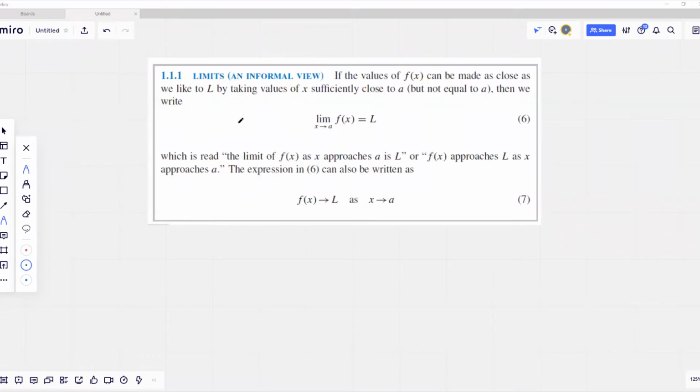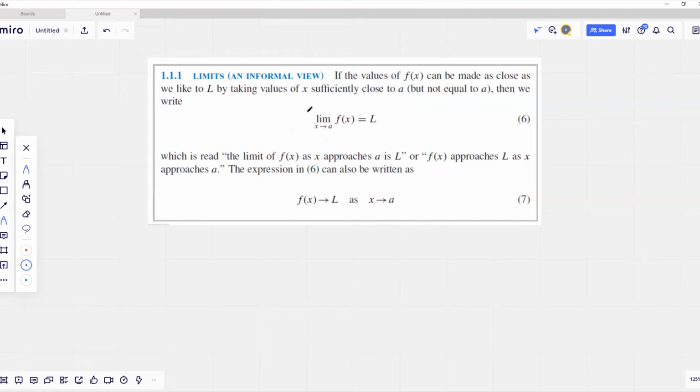Now we are going to give an informal definition of limits. If the values of f of x can be made as close as we like to L by taking values of x sufficiently close to a but not equal to a, then we write the limit as x approaches a of f of x is equal to L. This can also be expressed using the following notation. This definition can be made more rigorous by elaborating on what we mean by "can be made as close as we like", and by replacing "sufficiently close to a" by showing how close to a. The more rigorous definition is known as the epsilon-delta definition. However, we are not covering it this semester in the Calculus 1 course.